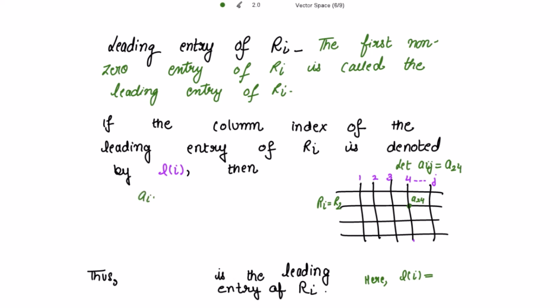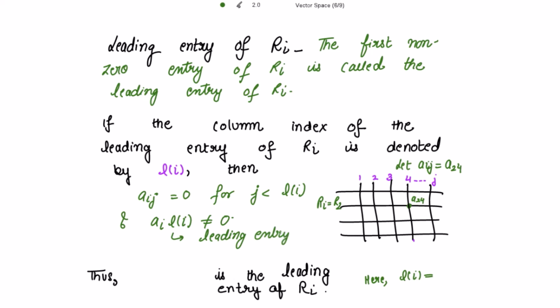Fine? Okay. So they are saying if the column index of the leading entry of Ri is denoted by Li, then Aij is equal to 0 for j less than Li, and A i Li is non-zero. That is the leading entry. So thus, A i Li is the leading entry of Ri.